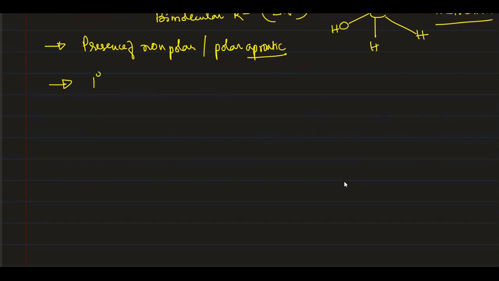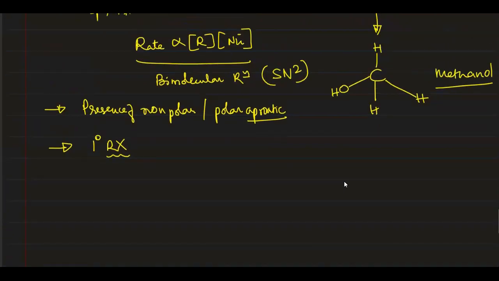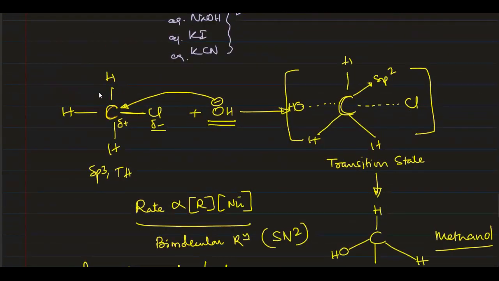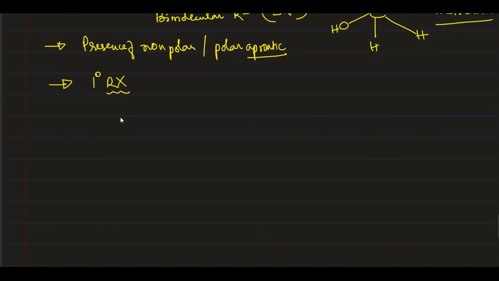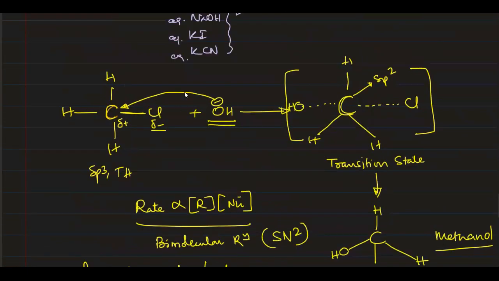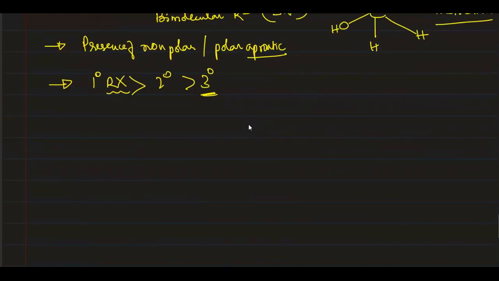And in general, primary RX, RX in the sense alkyl halides, primary alkyl halides, like we have taken here methyl chloride or chloromethane. Basically a nucleophile attacking a primary carbon will show a higher tendency for this type of reaction than secondary, then tertiary. Tertiary does not show this type of reaction wherein the nucleophile attacks first. So we will see now what happens if it is tertiary.